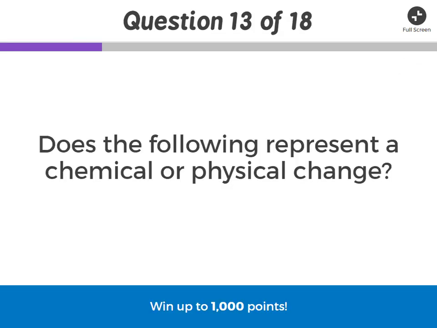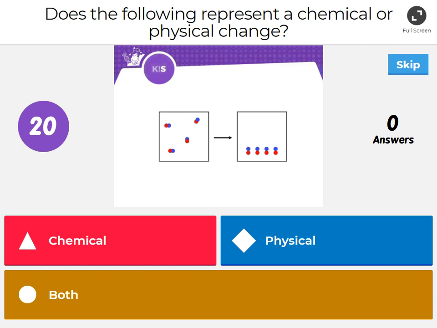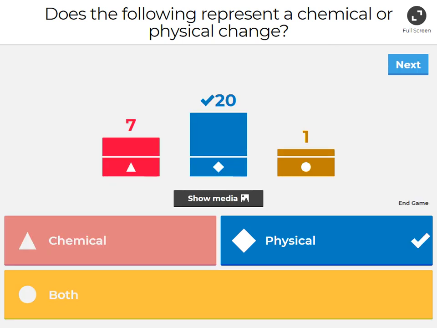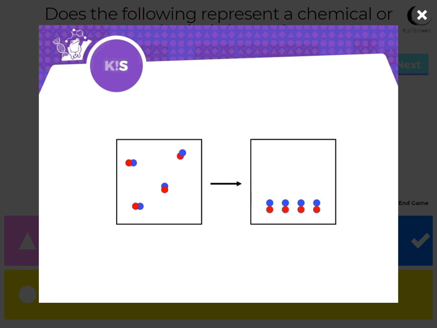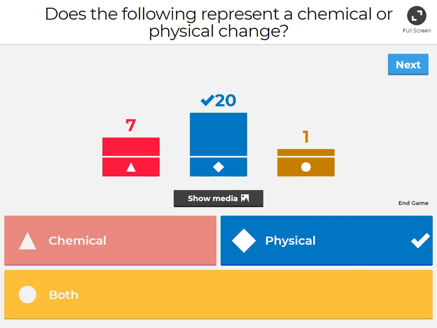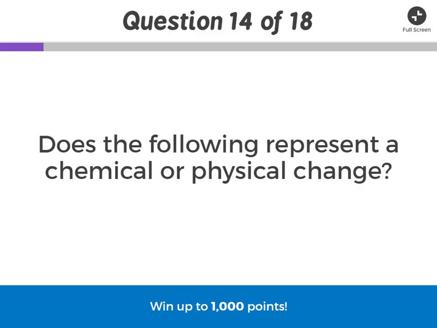Does the following represent a chemical or physical change? All right, we're getting a little bit better with identifying this. So again, we start with a compound. We end with the same compound, right? But this is probably a gas, and this is probably maybe solid or liquid, right? But it did not change its chemical composition. It just changed the way it looked. And now is it like a more condensed state of matter? Keep going.